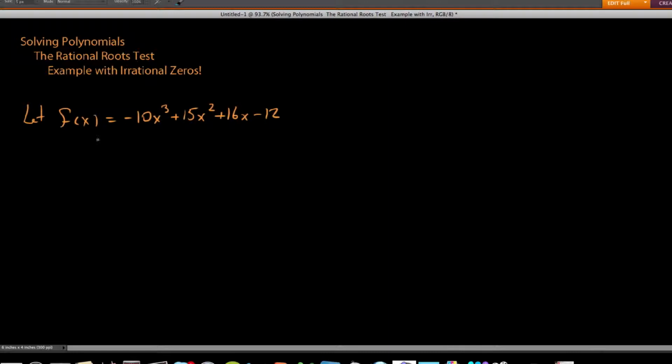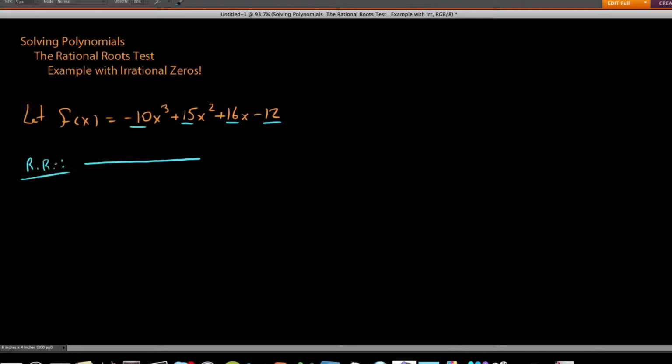Okay, so let's go ahead and start by generating our list of potential rational zeros, because you'll notice we have integer coefficients, and the stipulation for using the rational roots test says that you have to have integer coefficients. So making our list, let me get rid of this set notation here. Our list of potential rational zeros is all of the factors of the constant term over all of the factors of the leading coefficient.